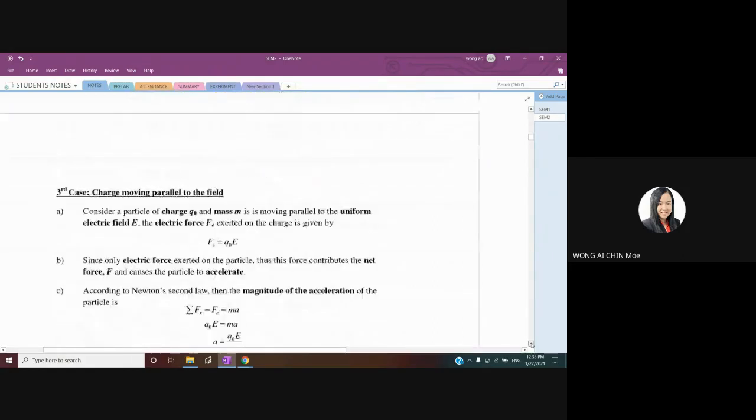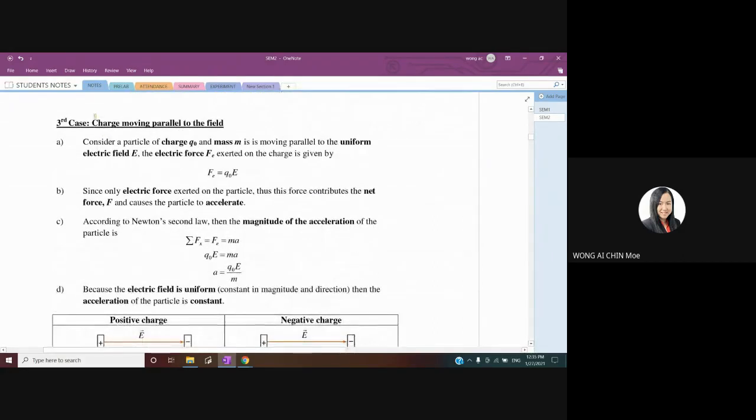Next one is case number 3. This case is quite easy also. Actually, it's parallel. The charge is moving parallel to the field. Meaning that the charge, initially with mass m, is moving parallel. Just now number 2 was moving perpendicular, now it is moving parallel. Since it's moving in the electric field, the charge will experience an electric force. It will experience an attractive force. Negative will pull to the positive plate, positive charge will pull to the negative plate.